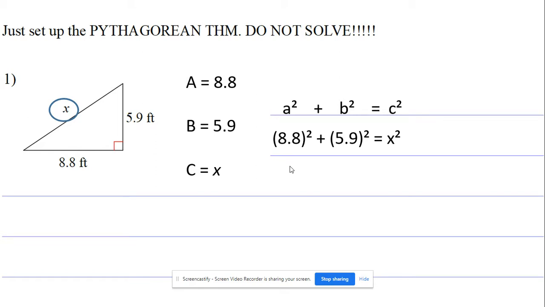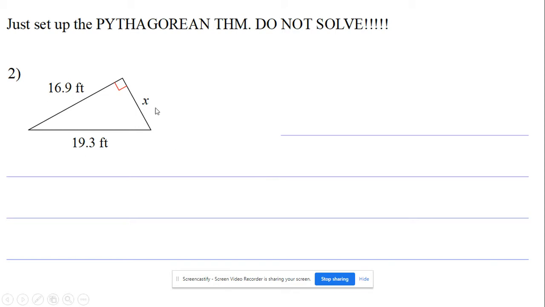Okay, next example. Again, we have a right triangle, and we need to find the three sides, A, B, and C. We're going to look for the largest side, and that's always opposite the right angle. And that will be here, 19.3, and that will be used for our C. And then again, for our A and B, it doesn't matter which of these two we put in. I'm going to put in 16.9 for my A and x for my B.